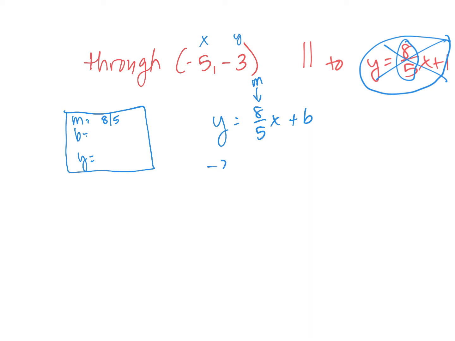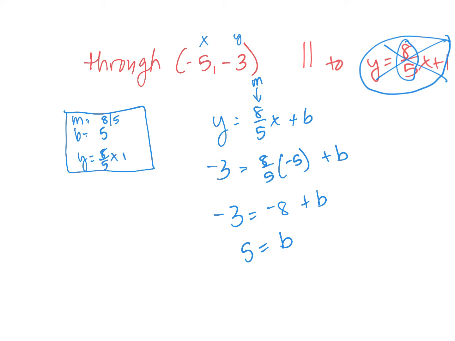So we have -3 as the y: -3 equals 8/5 times -5 plus b. You let the math take you there. This is going to be -8 plus b. You can put it in your calculator, and it'll do the work for you. When you add 8 to both sides, you get 5 equals b. Now you're ready to write your equation: y equals 8/5 x plus 5.